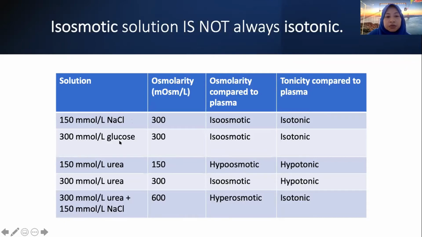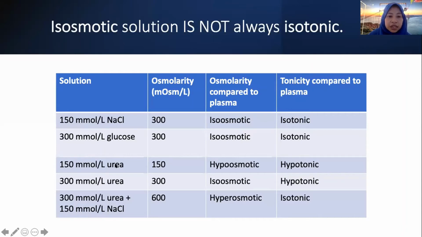How about glucose? Is glucose penetrating or non-penetrating? Non-penetrating. Very good. So because it is not dissociating, osmolarity will remain as 300. So it is still isoosmotic, and because the non-penetrating concentration is also 300, it is also isotonic.